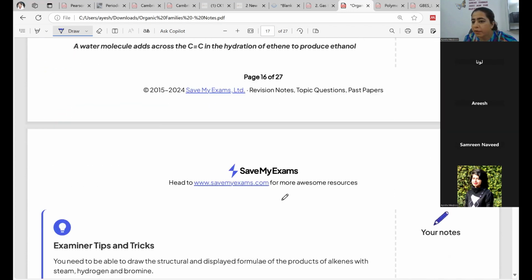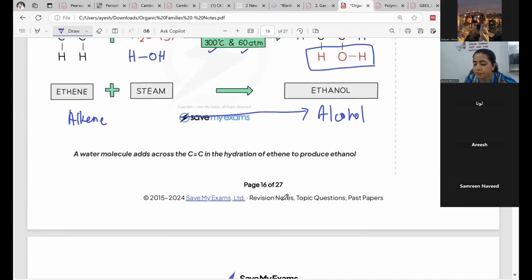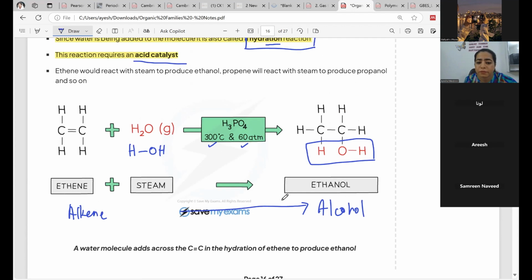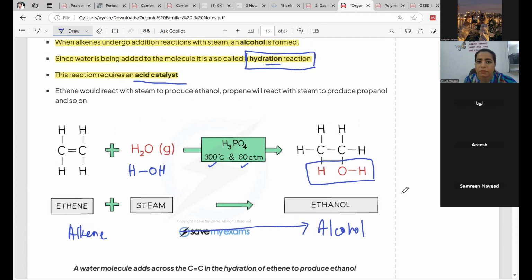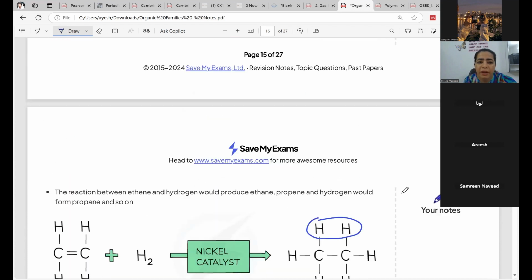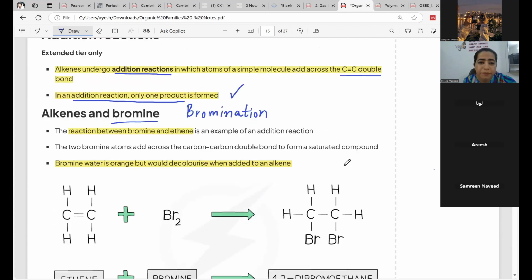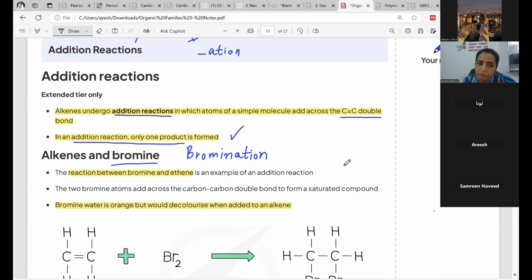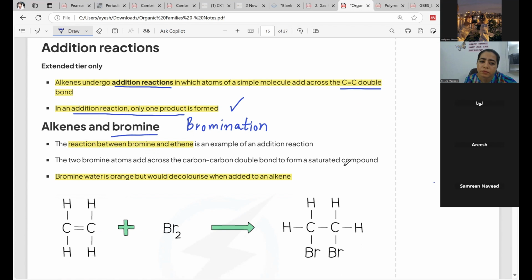Any question here? Miss, I have a question. For the addition reaction we add the word "ation". For alkenes and steam, will we add it or not? What is your question again? For alkenes and steam, do we add the word or not? Yes.